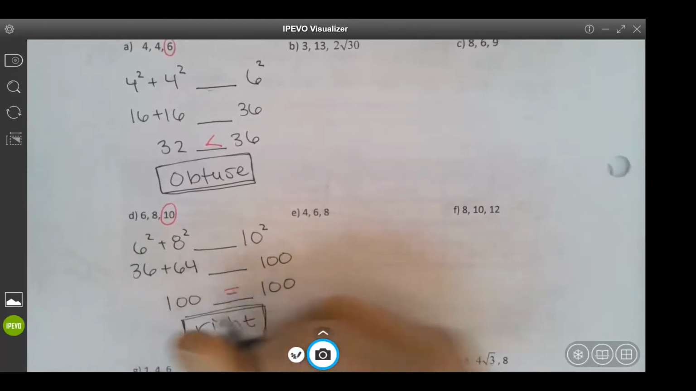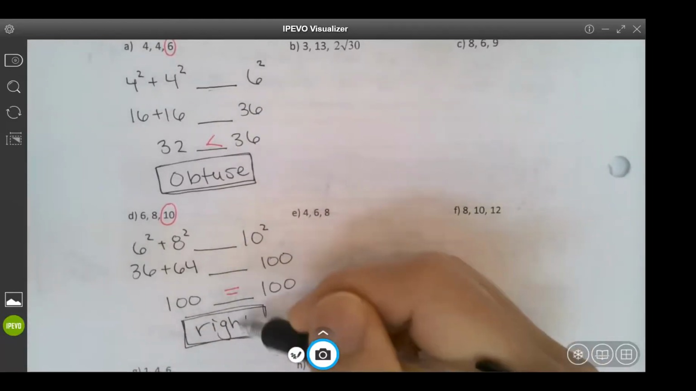Okay, so I don't fill anything in between. What some students do is they make the mistake of always putting equal.